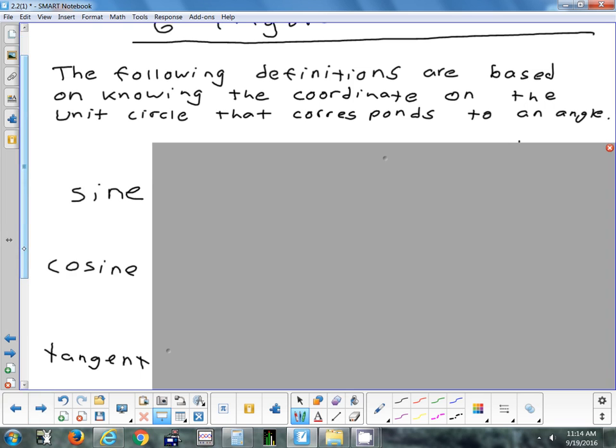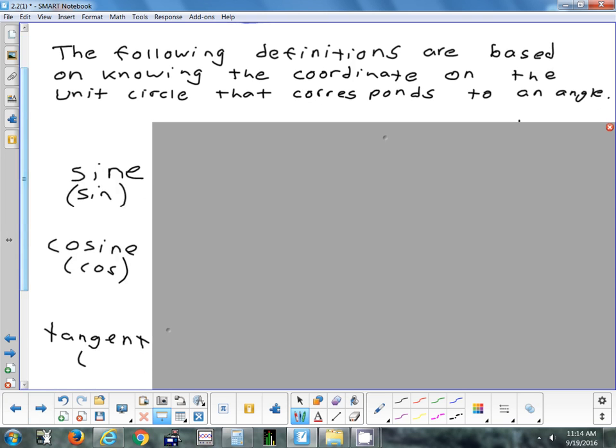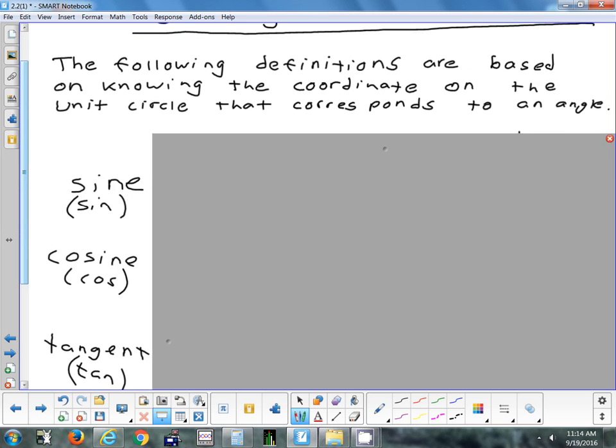Okay, so here's the first 3. Sine, which we abbreviate SIN, cosine, COS, tangent, TAN. Okay, and these definitions are all based on knowing the coordinate for the angle you're working with. So you have to be able to figure out that coordinate.